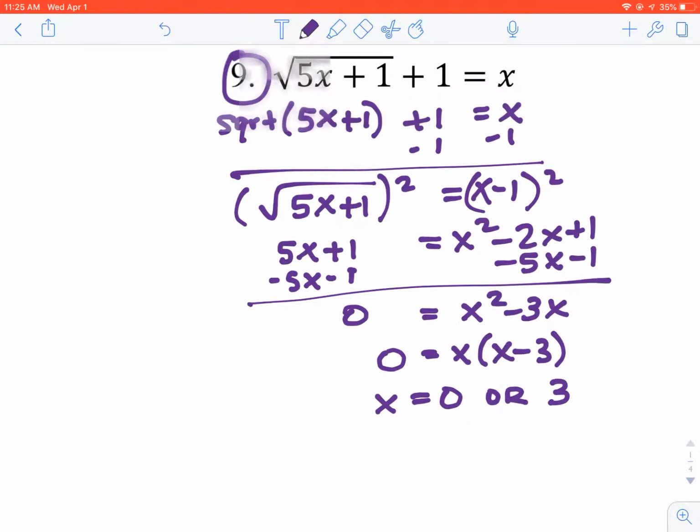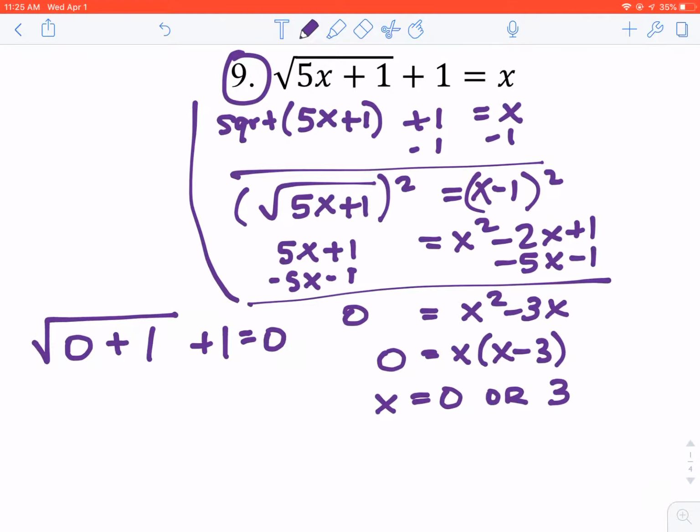Now remember, I have to check, and I have to check in the original. Not the one after I subtract 1, but I have to go back to the original. So I'm looking at 0 in that, and so if I check over here, the square root of 0 plus 1, does that equal 0? Well, the answer is no, it can't be equal to 0 because I'm adding 1. So this would be not 0. So I'm going to throw away 0, and now I'm going to try 3.